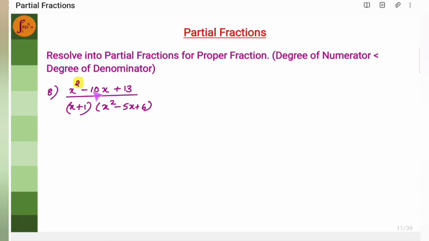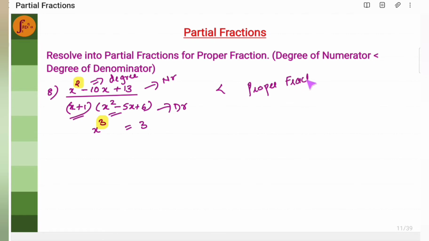But what is the highest power of the numerator? 2. So this 2 is the highest degree of the numerator. So I would call this the numerator and this the denominator. Now what is the power here? When you multiply this denominator with this particular term and this particular term, you're going to get x cube, is it not? x square into x is x cube. Then what is the power? Power is 3. Now you see that the degree of the numerator is less than the degree of the denominator. Hence this is a proper fraction.